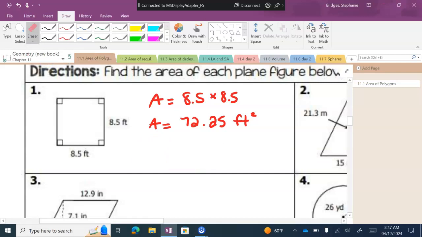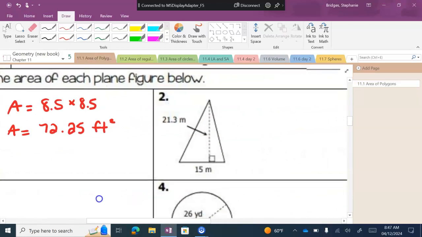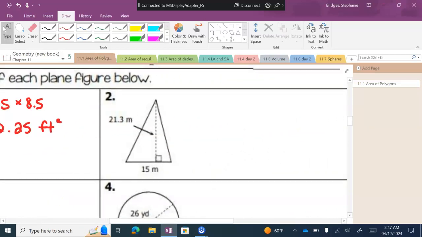So far, so good. Okay. What shape is number 2? Triangle. So look up at your formula for area of a triangle.